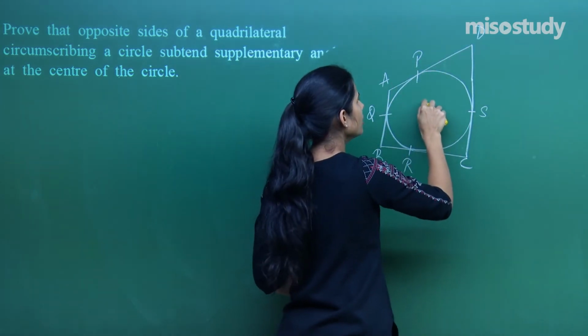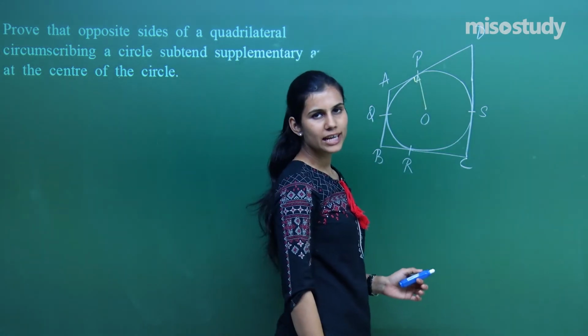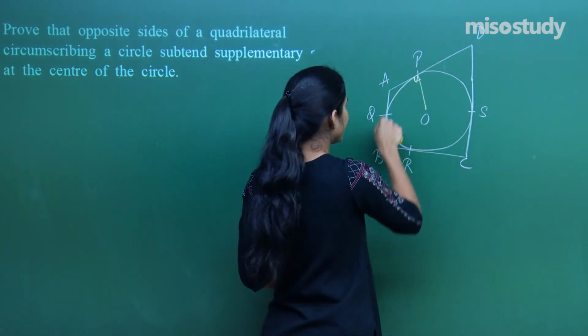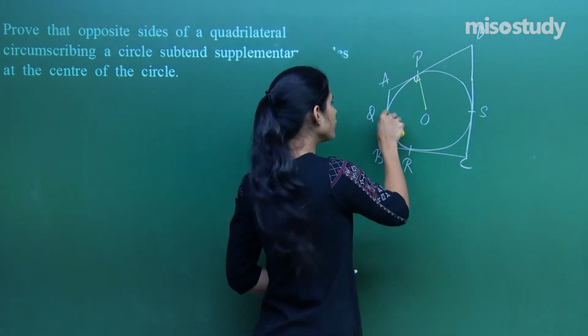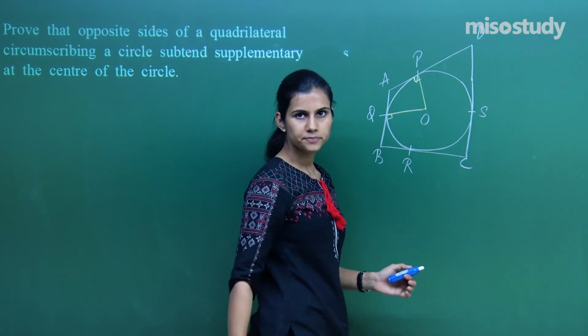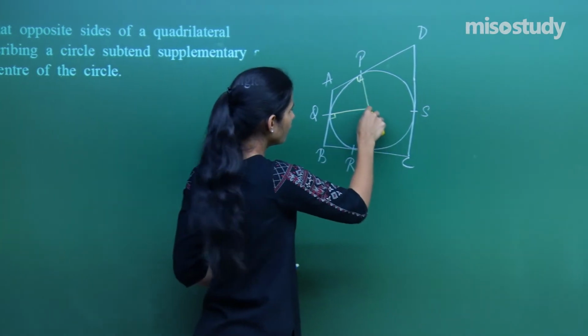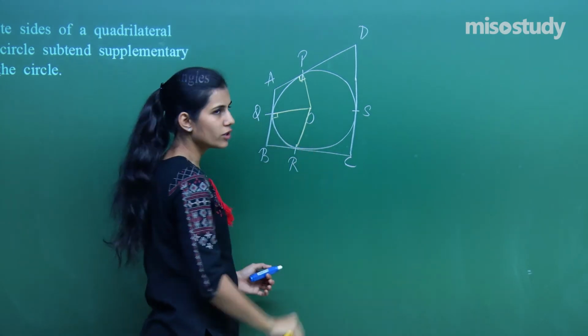tangent to this circle. So, OP will be perpendicular to AD because radius is perpendicular to tangent through the point of contact. AB is also tangent to the circle, point of tangency is Q. So, this is also perpendicular to the tangent completely. After that you have what? This is OR if you join.